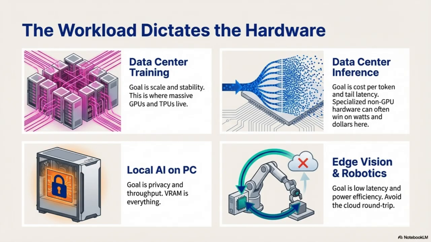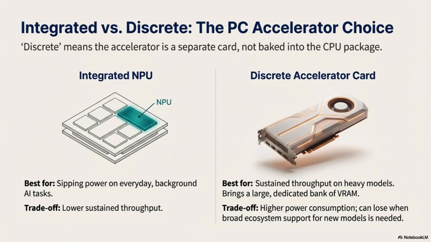But discrete cards aren't always the answer. No. They win when the workload is predictable and you can keep them fed. They lose when you need a broad ecosystem and compatibility with every new model architecture you download from the internet.